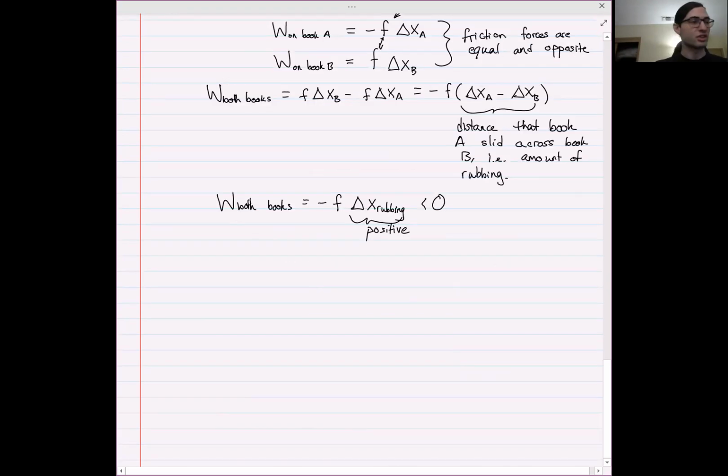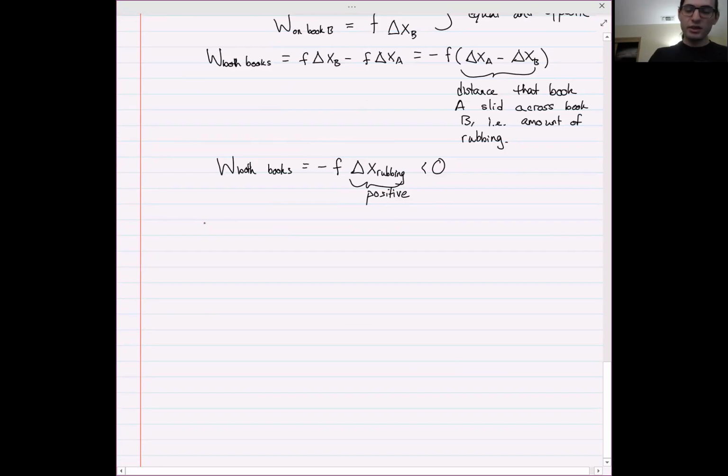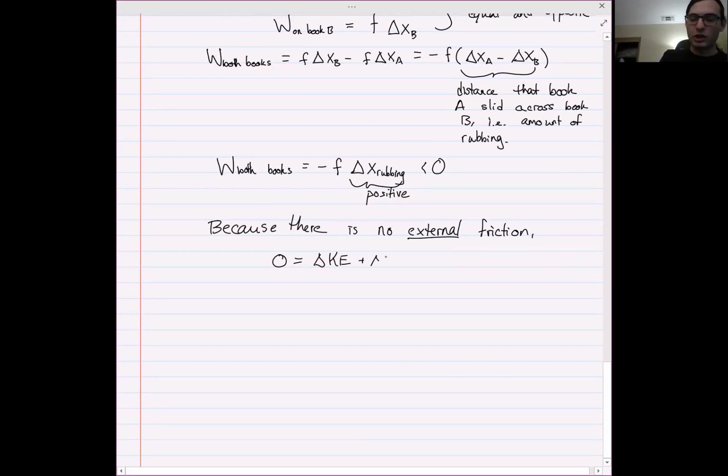These reference frame things actually turn out to be kind of handy. So the whole point is that the internal work to the two book system is negative because of friction. So because there is no external friction in our two book system, and remember, you can just choose whichever system you want, our energy conservation equation looks like 0 equals delta KE plus delta E thermal.